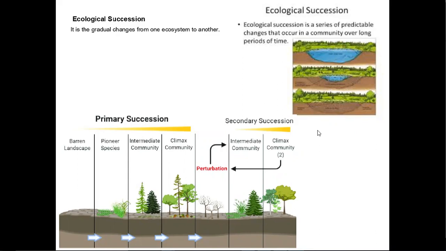In succession, some species are found from the initial stage to the end point of the succession. That particular species is known as the keystone species. That species is known as the keystone species.